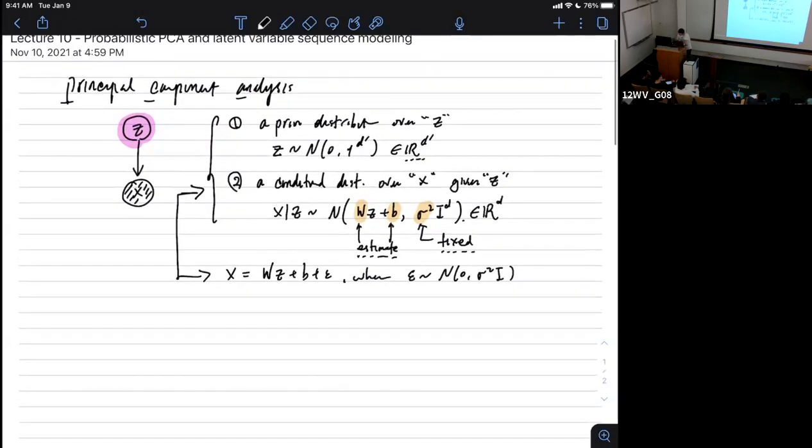So let's see. Here's the one that is unobserved. So Z is unobserved. X is what we are going to observe. And then W and B are parameters, and sigma squared tends to be a hyperparameter. We can't really fit sigma squared by using data.